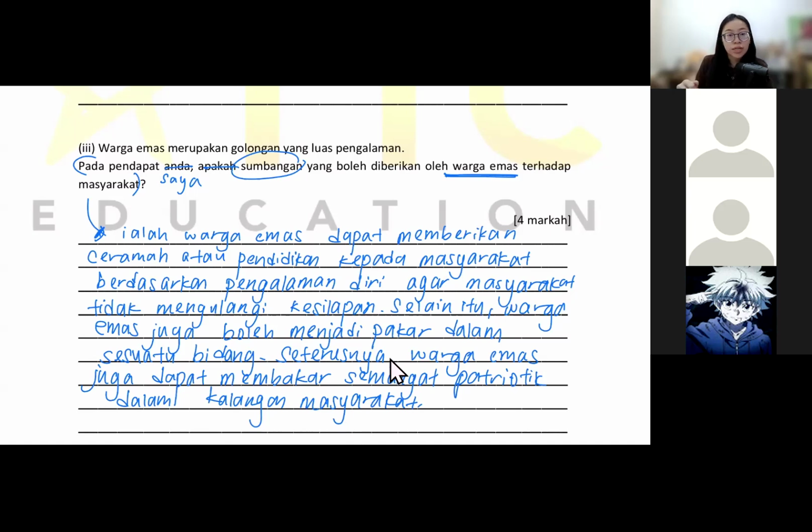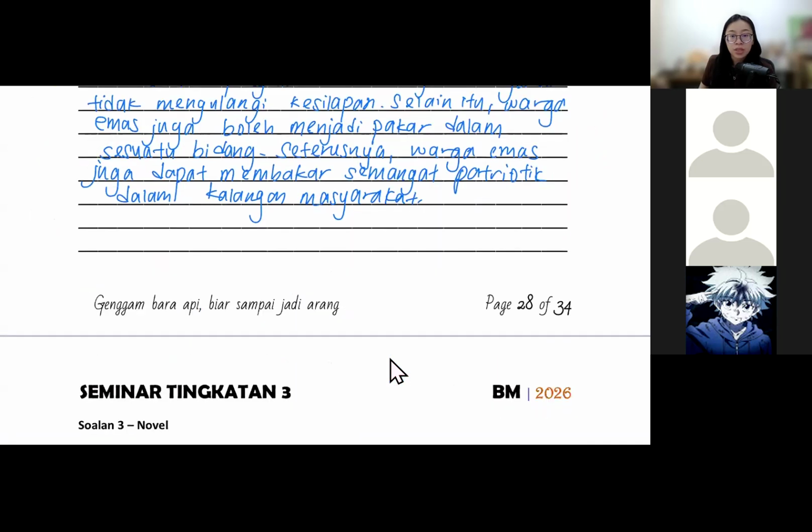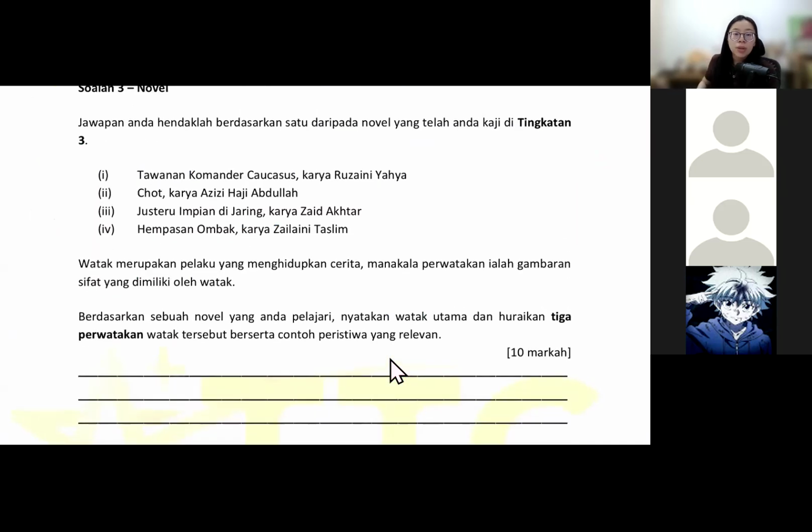Okay, screenshot, then we go for next part. Like 3, 2, 1. Okay, we go for the next page already. Okay, now. So they are asking about the Tawanan Commander Caucasus. So which means it's asking for the novel. You only will choose the novel based on your own state. So first thing, you need to introduce what novel you choose. The first thing. Then second thing, they asking you to choose Watak Utama, which is Fahani.